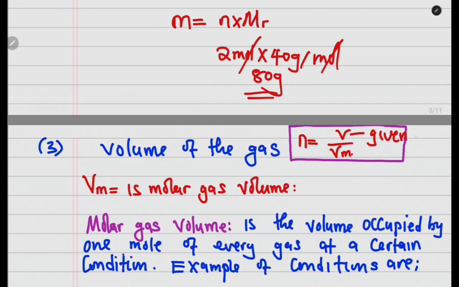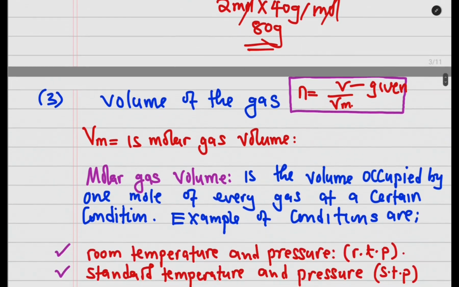So V is a given volume. It can be in cubic centimeter or decimeter. We are going to use that there. We are going to look at how you calculate the number of moles in both cases. Then Vm is molar gas volume. Molar gas volume is just the volume occupied by 1 mole of every gas at a certain condition.